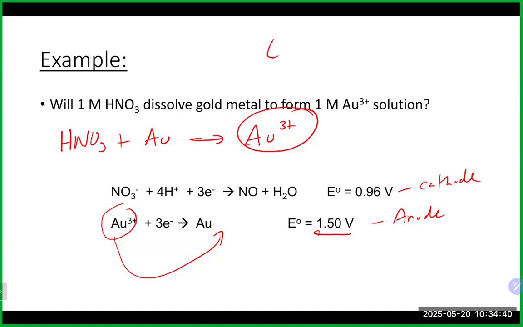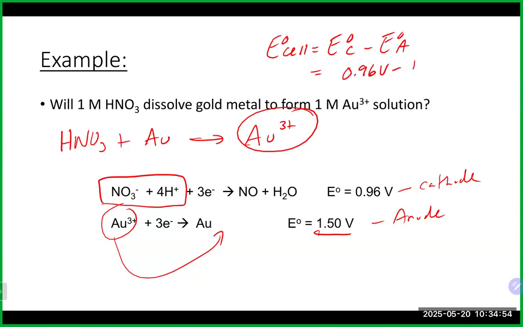So my E of my cell in this case would be my E of my cathode minus the E of my anode. And in this case, my cathode being really the nitric acid, which is right there, that is 0.96 volts minus my gold, which is actually my anode in this case. And that's going to get me 0.96 minus 1.5, a negative 0.54 volts. And really at that point, I actually know this reaction is not going to happen.